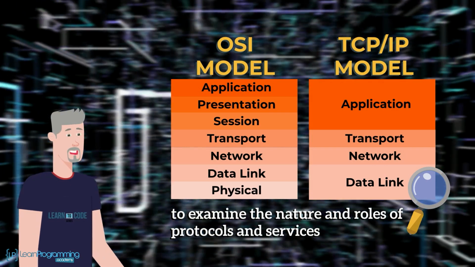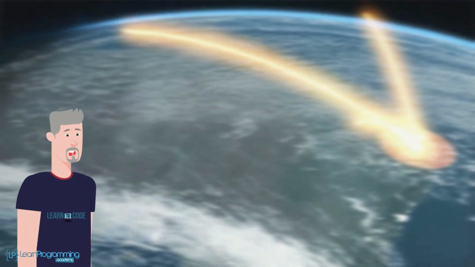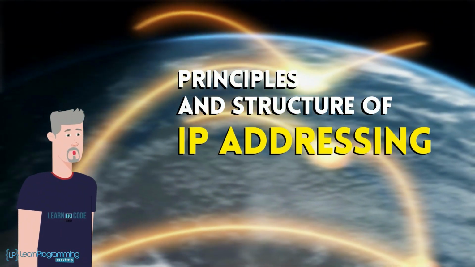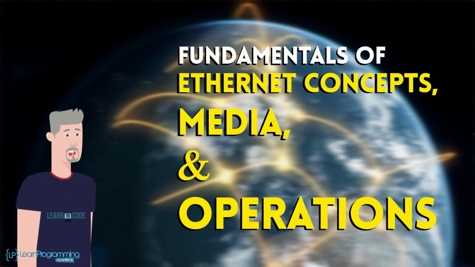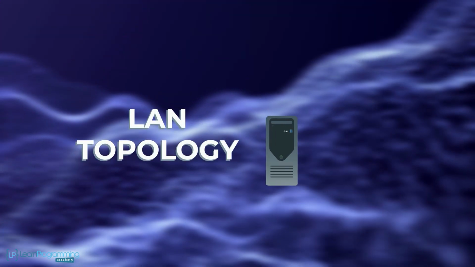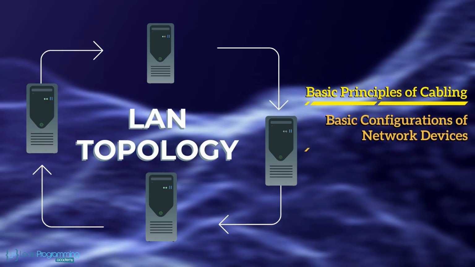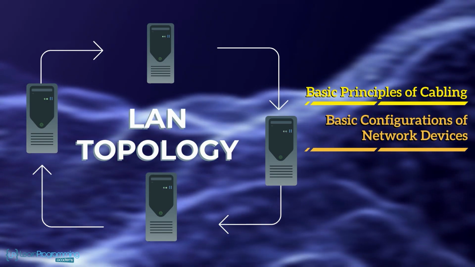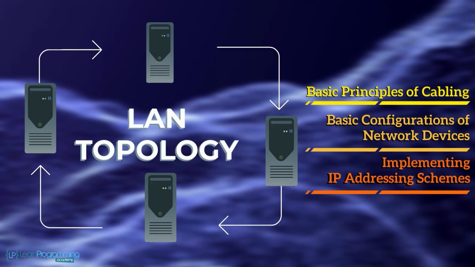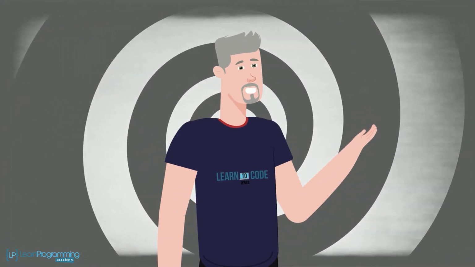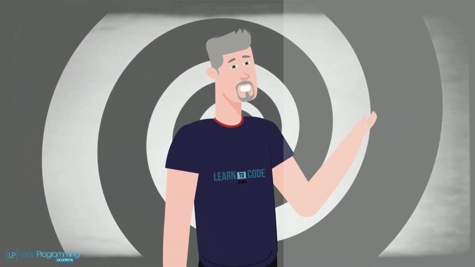Now, I'm also going to be going through this in detail so you understand all these terms because I know I've thrown a lot at you. So I'm also going to describe the principles and structure of IP addressing and the fundamentals of Ethernet concepts, media, and operations. And I'll build a simple LAN topology by applying basic principles of cabling, perform basic configurations of network devices, including routers and switches, and implementing IP addressing schemes. So again, I've thrown a lot of jargon at you right there, but stick with me for this video and the next 5, and I'll do my best to explain it all in detail.